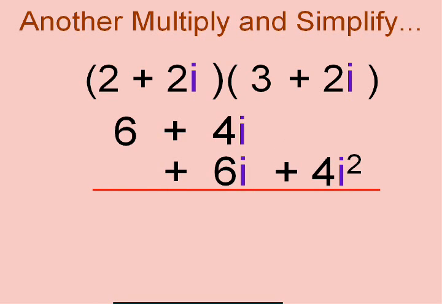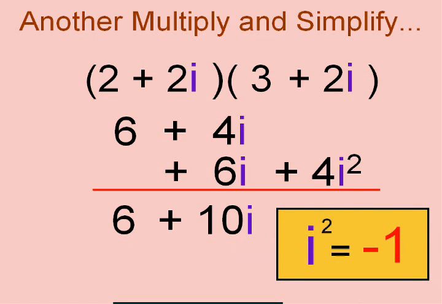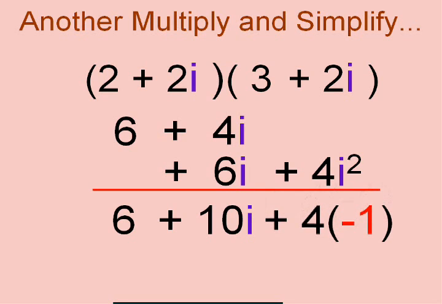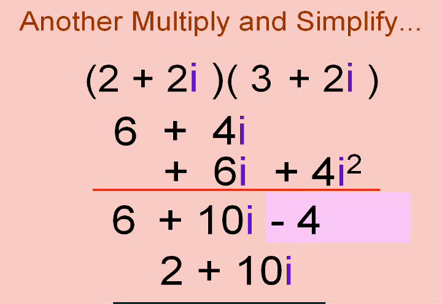Now, wait a minute. The 6 just comes down. The 4i and 6i become 10i, but here we have an i squared. Remember, i isn't negative 1. i squared is negative 1. So we'll have a negative 6 there, and then it can get together with the 6. And we'll have a final answer.